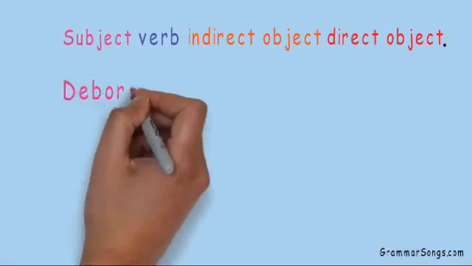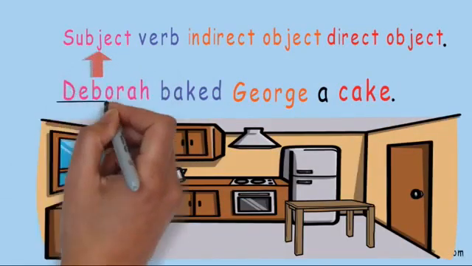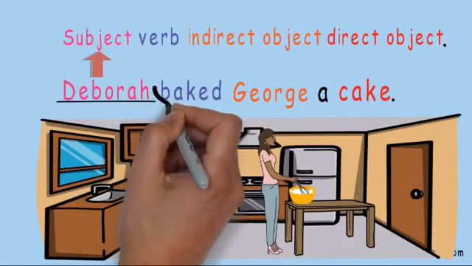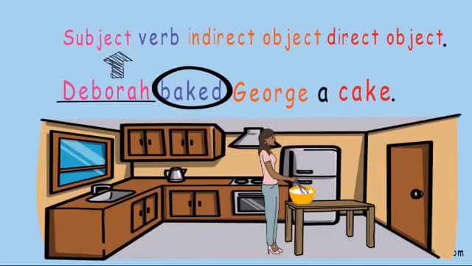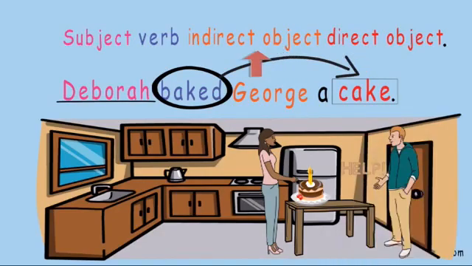So if I wrote the sentence, Deborah baked George a cake, Deborah is my subject. She is a proper noun. Baked is the verb that shows the action that Deborah performed. And since we're pretty sure Deborah didn't bake George, we know that George is not the direct object. Cake is the direct object because it directly received the action of the verb baked. So George is the indirect object. George is affected by the action of Deborah's baking of the cake, but not directly.